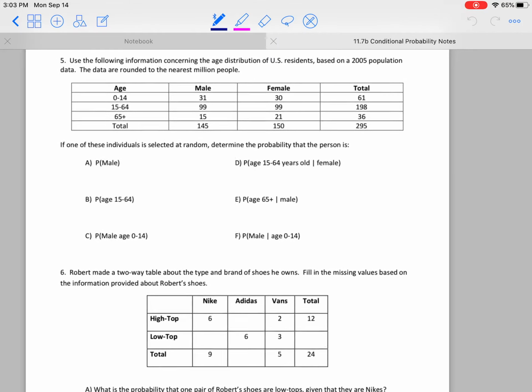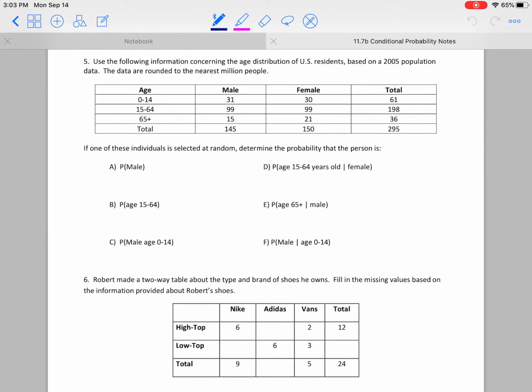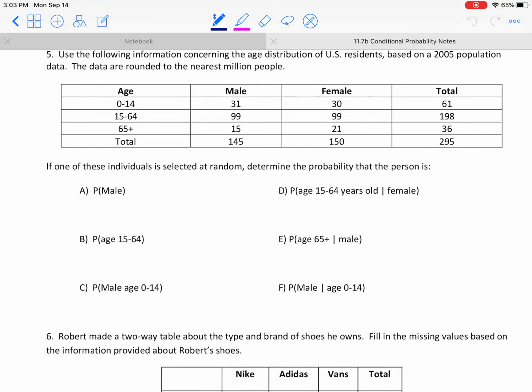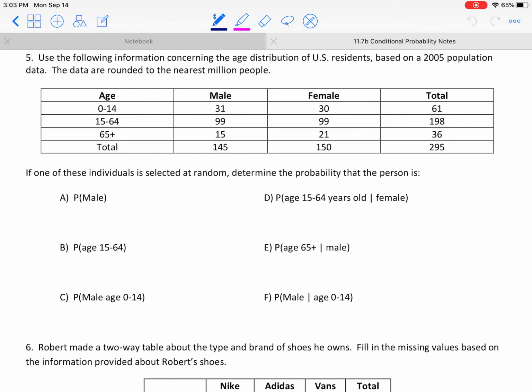We've got another two-way table here. It says we have information concerning the age distribution of U.S. residents. This was based on a 2005 census survey, so population data, and these are rounded to the nearest million. So basically, in 2005 in the United States, there were 31 million males ages 0 to 14, or 21 million females ages 65 and older. Okay, so we've got males and females, and then we have them broken into their age groups.